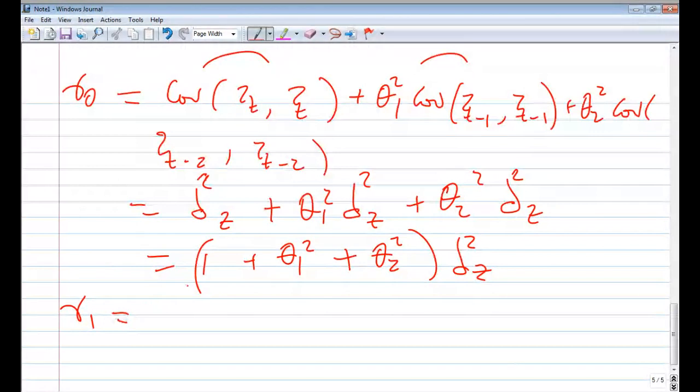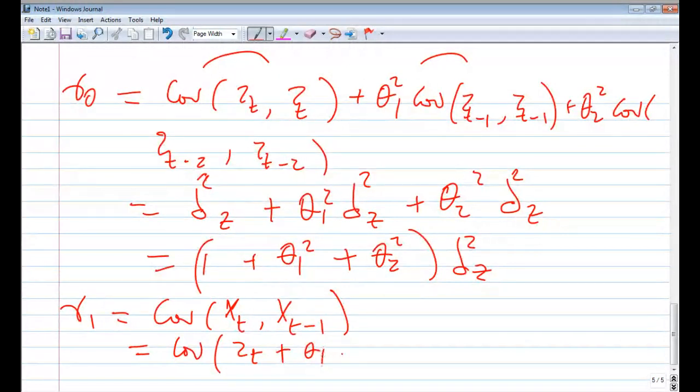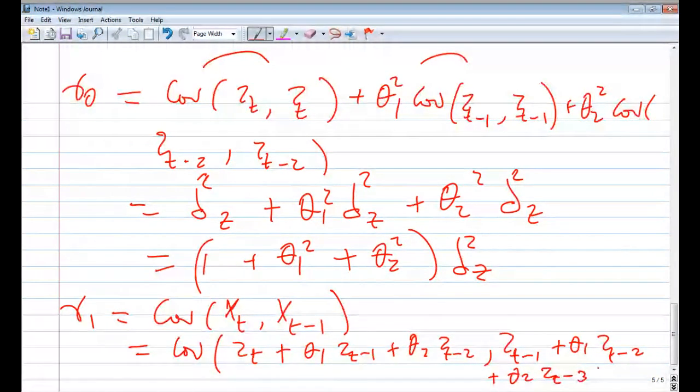I hope so. Gamma 1 now is equal to the covariance of xt and xt minus 1. That's gamma 1. Then, which is equivalent to the covariance of xt, again the same as zt plus theta 1 zt minus 1 plus theta 2 zt minus 2. What about xt minus 1? Where there is t, you put xt minus 1; where there is xt minus 1, you put zt minus 1, zt minus 2, and so on. So you're going to have zt minus 1, the first one, plus theta 1 zt minus 2, plus theta 2 zt minus 3. You get that?